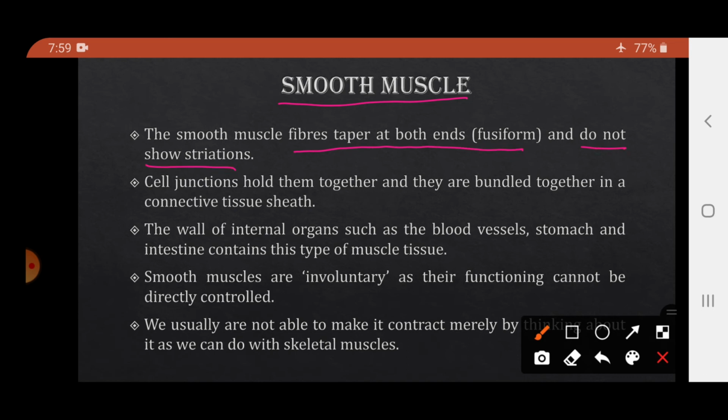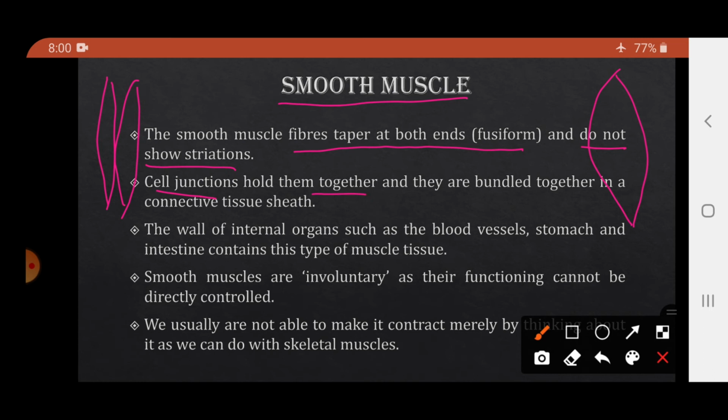जैसे स्केलेटल मसल्स में स्ट्रेशन से अल्टरनेट डार्क एंड लाइट रीजन दिखता था, यहाँ पे वो पॉसिबल नहीं है. And they are tapering at both the ends. बेसिकली ये स्पिंडल शेप्ड मसल फाइबर्स होते हैं. स्मूथ मसल फाइबर्स कैसे होते हैं? They are basically spindle shaped muscle fibers. The cell junctions hold them together.